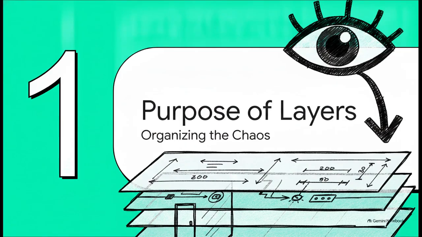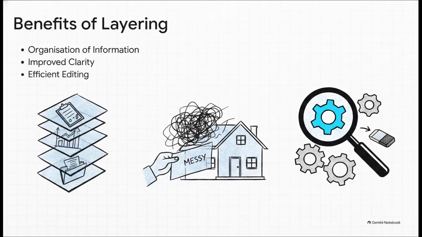Section 1, the purpose of layers, organizing the chaos. We're going to start by getting into the why of layering, thinking of this invisible digital space as perfectly stacked, transparent sheets of acetate. When you adopt that acetate sheet mindset, the immediate benefits to your daily workflow are just incredible. First up, you get instant organization of information. Your outlines, your text, your dimensions, they are all safely separated on their own transparent sheets. Second, you achieve vastly improved clarity and presentation.